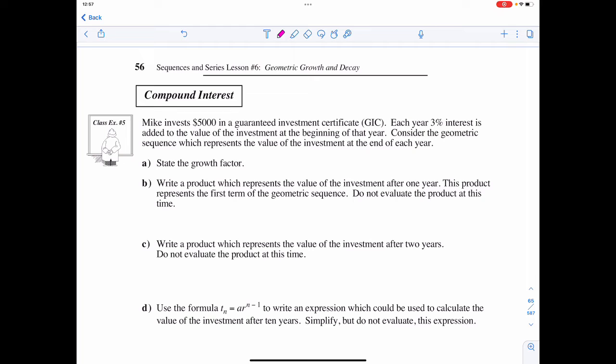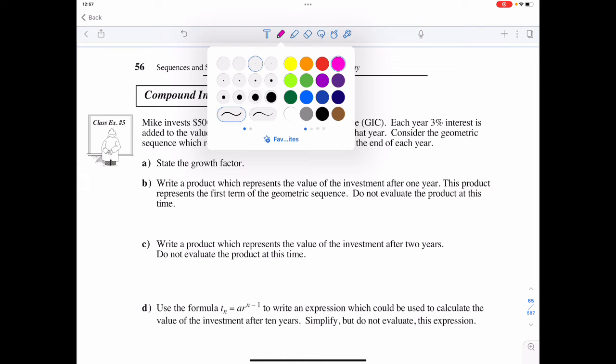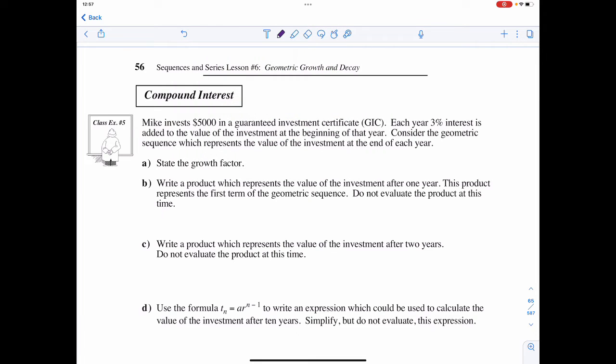Another way that we commonly use geometric growth is compound interest. This is a way that your savings account at the bank works. So it says Mike invests $5,000 in a guaranteed investment certificate, often referred to as a GIC. Each year, 3% interest is added to the value of the investment at the beginning of the year. Consider the geometric sequence which represents the value of the investment at the end of each year.